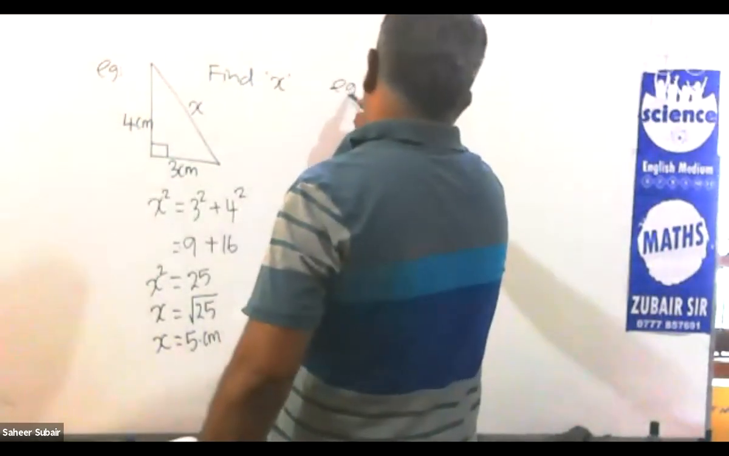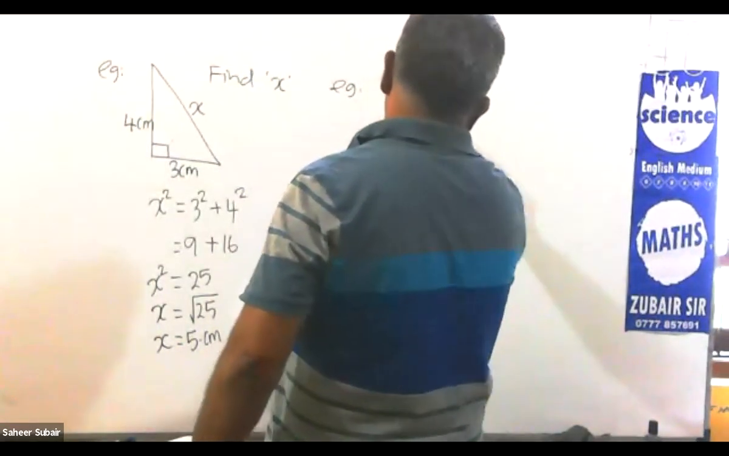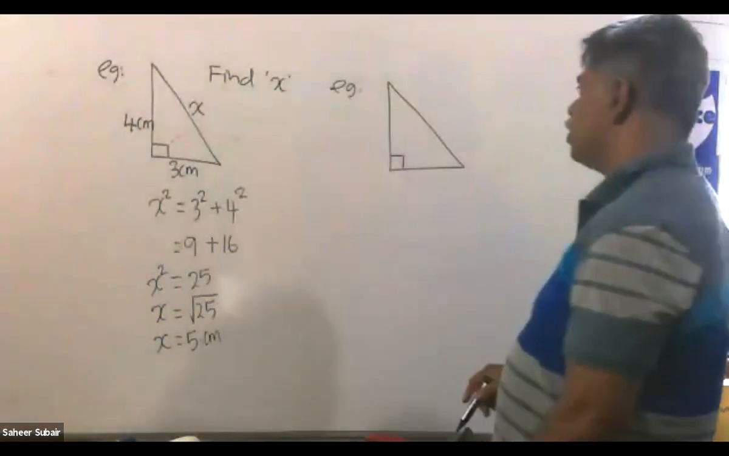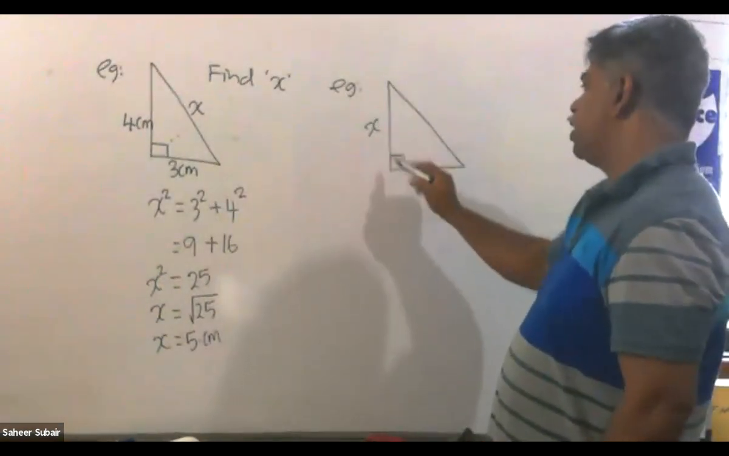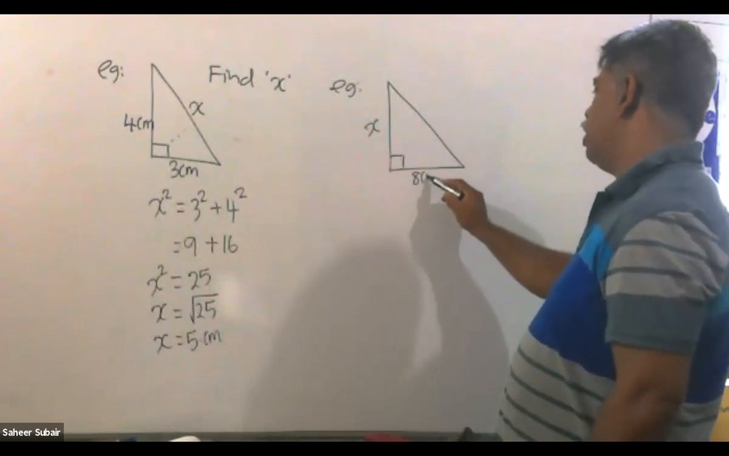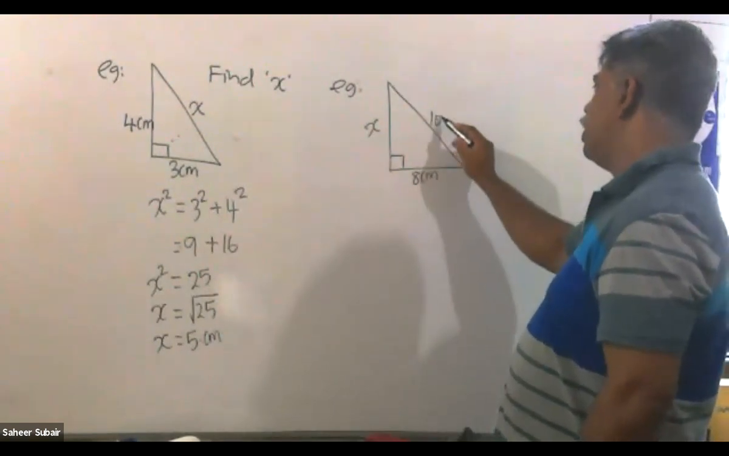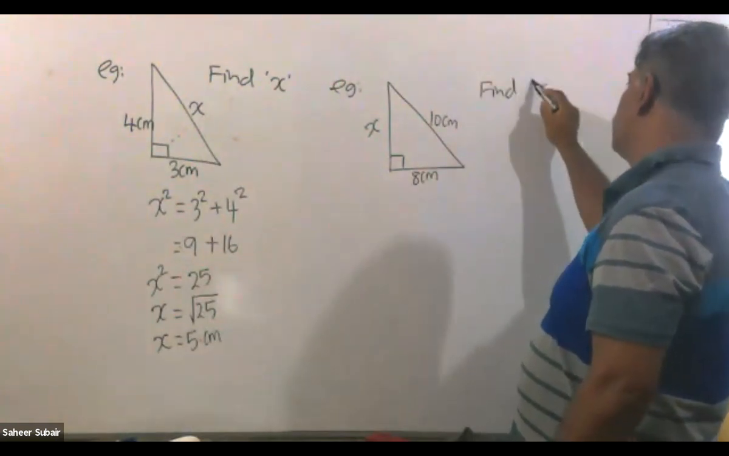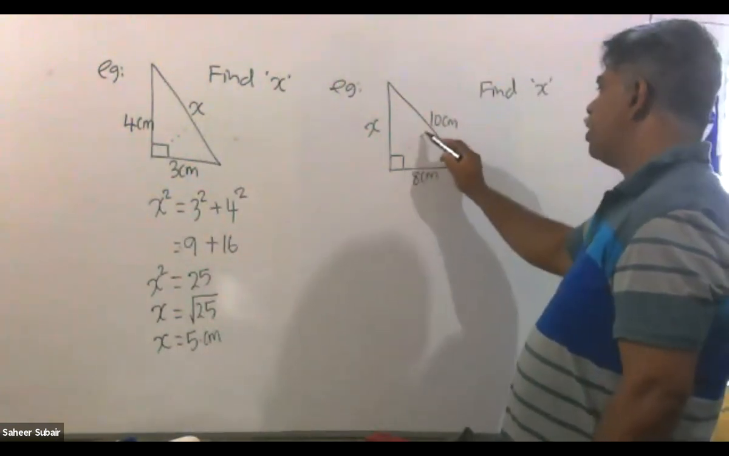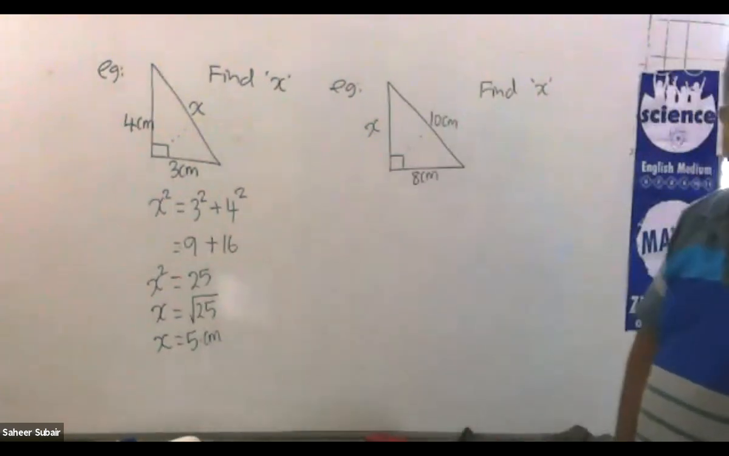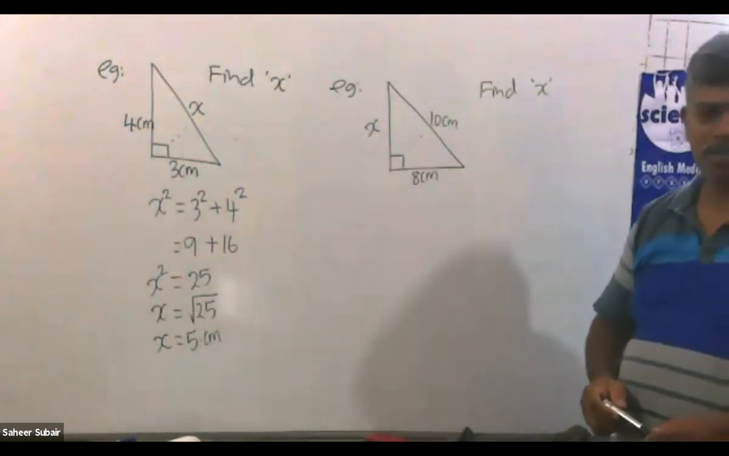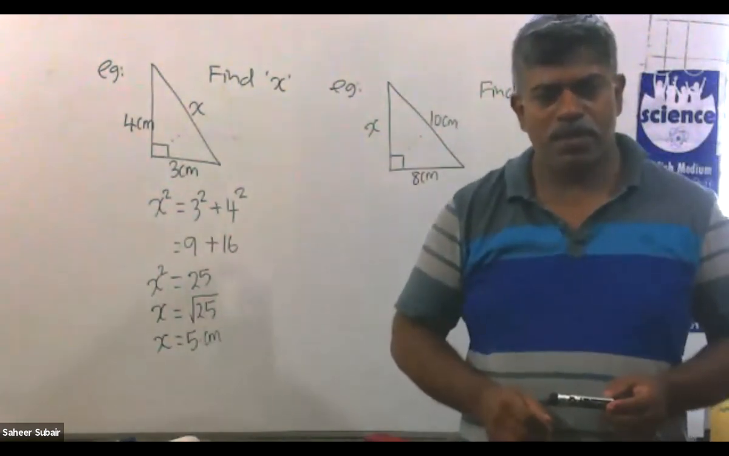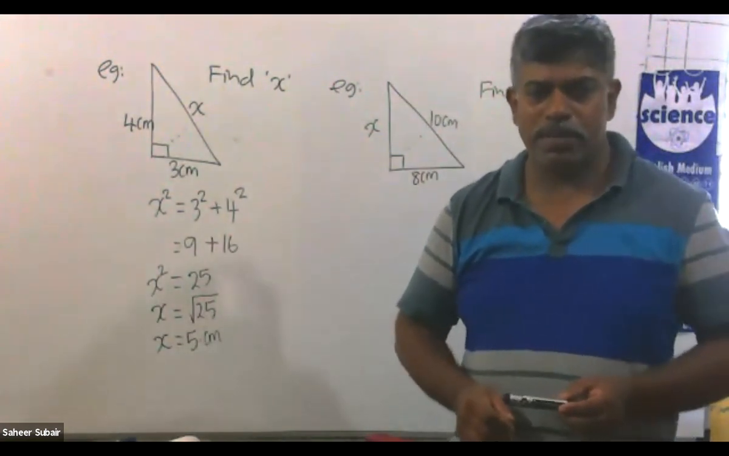Then here I have given the hypotenuse. Sometimes they can ask for some other sides. Say this side is x, this side is 8 centimeter, this side is 10 centimeter. So they are asking to find x. The hypotenuse is given, 10. No problem. We have to write Pythagoras theorem. After that, we can use our mathematical operations to find the wanted side.